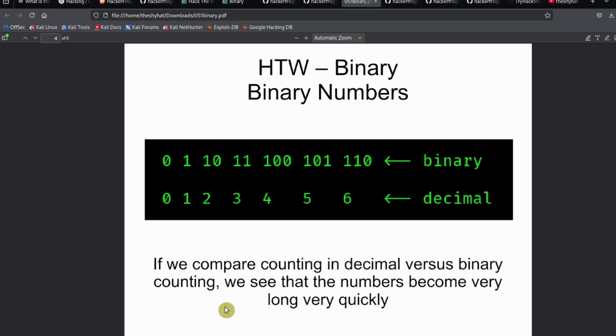So if we compare counting in decimal versus binary counting, we can see that the numbers become very long very quickly. If we count up to the number 6, 0, 1, 2, 3, 4, 5, 6, in binary it would be represented by 0, and then 1, and then 1, 0 for the number 2, and then 1, 1 for the number 3, and then 1, 0, 0 for the number 4, 1, 0, 1 for the number 5, and then 1, 1, 0 for the number 6.